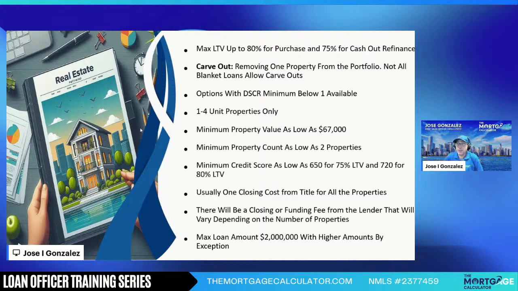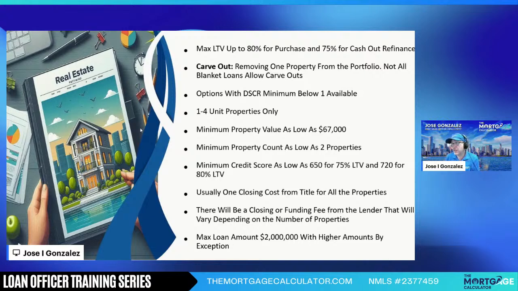Now, we do have options with a DSCR minimum below one available, but again, that's obviously going to be at reduced LTVs, definitely not reduced interest rates, reduced LTVs with that option, and that would be by exception basis only because they all do require above 1.0 DSCR. But the option that we have for the low value properties is actually a no ratio DSCR option. 1 to 4 unit properties only with the blanket loan options that we have.